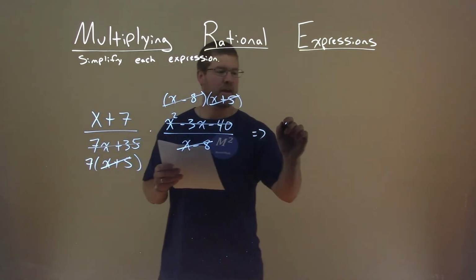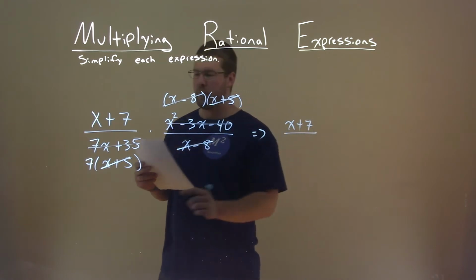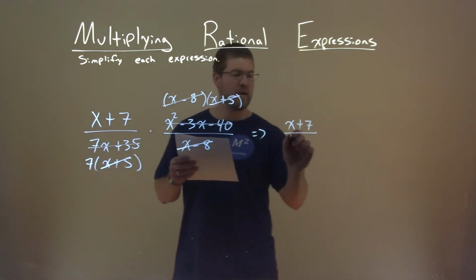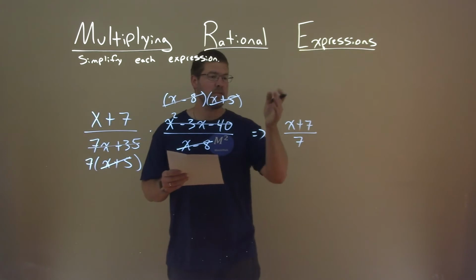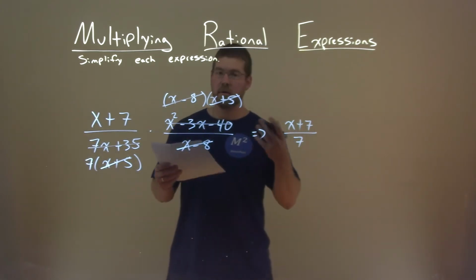So we bring over the x plus 7. We bring over that 7 right there. And that's it. x plus 7 divided by 7 is our final answer.